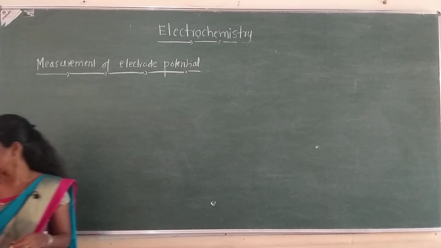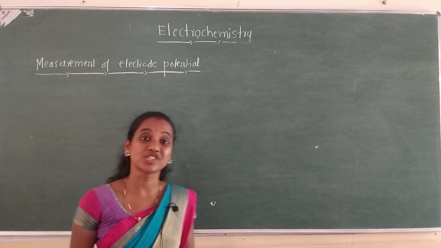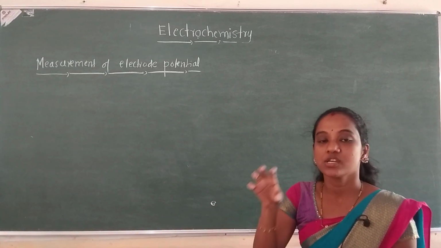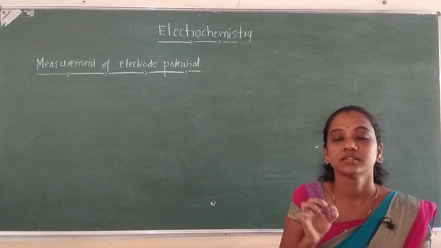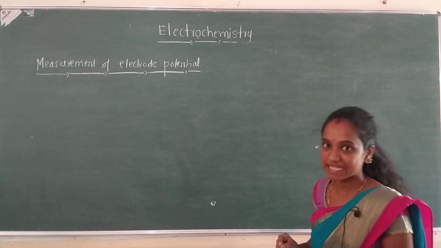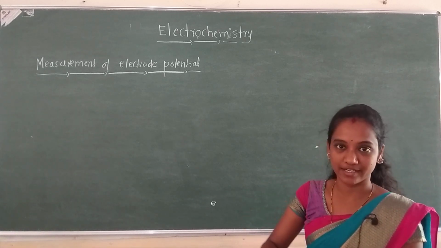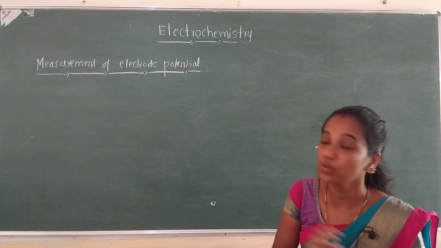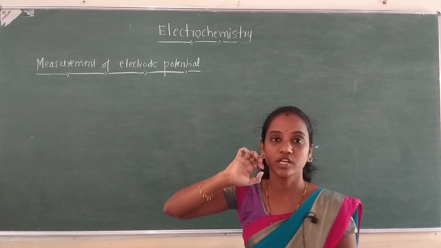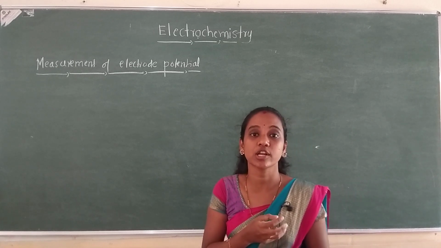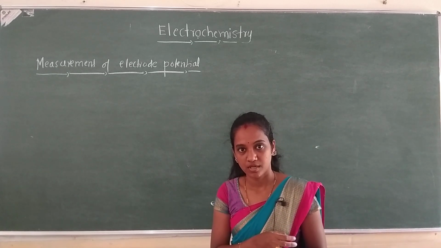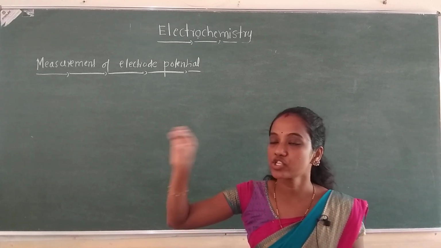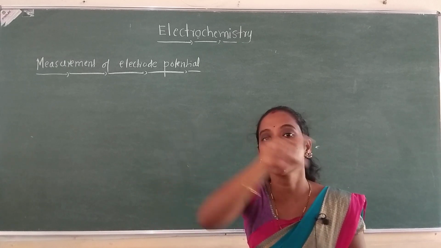Okay, now how to measure the electrode potential of any given half cell. If you are given a zinc electrode dipped in zinc sulfate solution, it can act as a half cell, right? So how to find the electrode potential? Individually, we cannot measure the electrode potential of a single electrode. We can only measure the difference in the electrode potentials of cathode and anode. By that we can calculate the E cell.